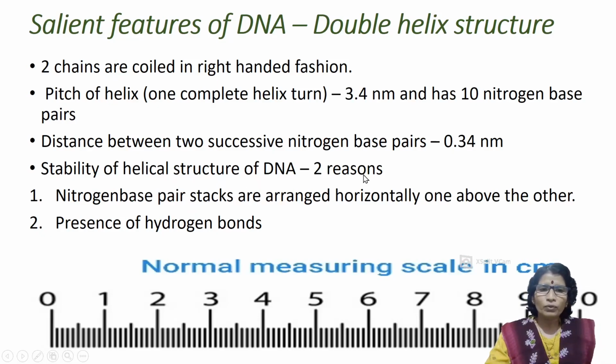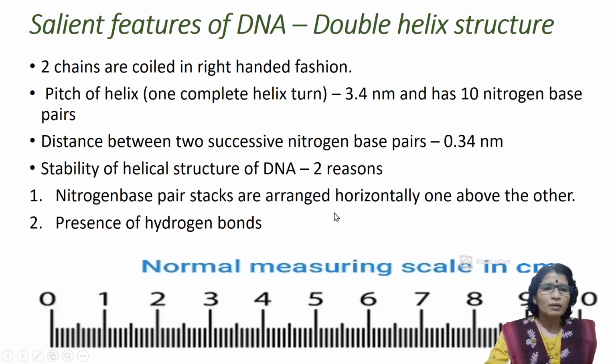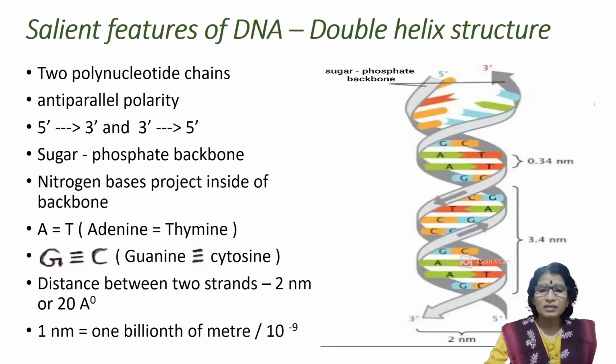How does the double helical structure of DNA show a lot of stability? Because of two reasons. One is that the nitrogen base pair stacks are arranged completely parallel, completely horizontal, one above the other. Due to this reason, it shows a lot of stability. And one more, due to the presence of hydrogen bonds, the proper 2 nanometers distance is always maintained.